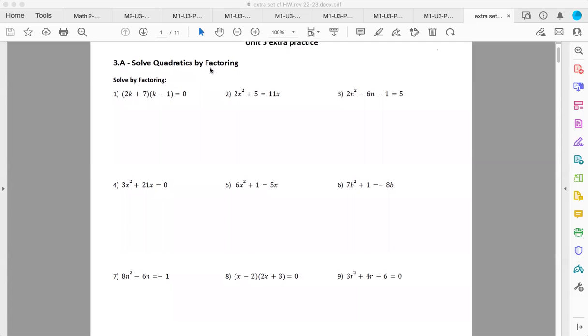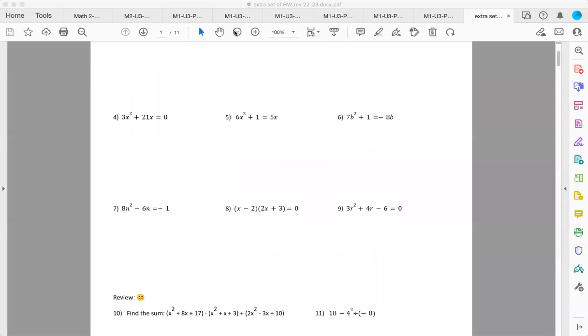So I'm going to go over a couple problems from each type of solving, starting with solving by factoring, which was lesson 3A. So let's start here with an equation that is not factored. Let's say number 7. The question says 8n squared minus 6n equals -1.